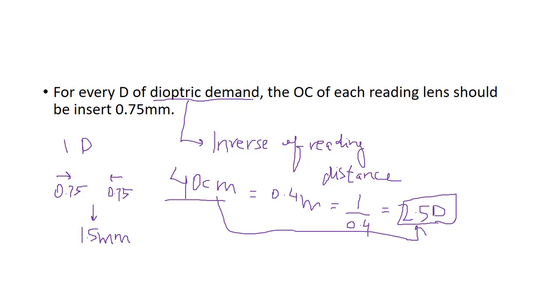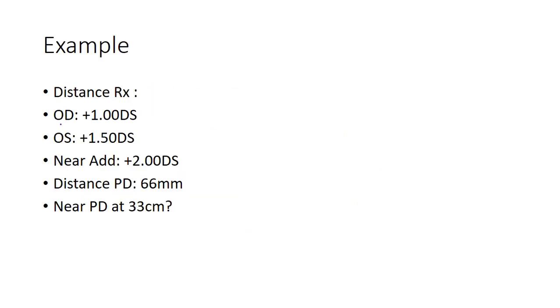Let's do an example to understand how this rule is implemented. Let's suppose we have a patient whose distance prescription in the right eye is +1 and in the left eye is +1.50 diopter sphere. Near addition is +2 diopter sphere. Distance PD is 66 millimeters and we want to calculate near PD at 33 centimeters.